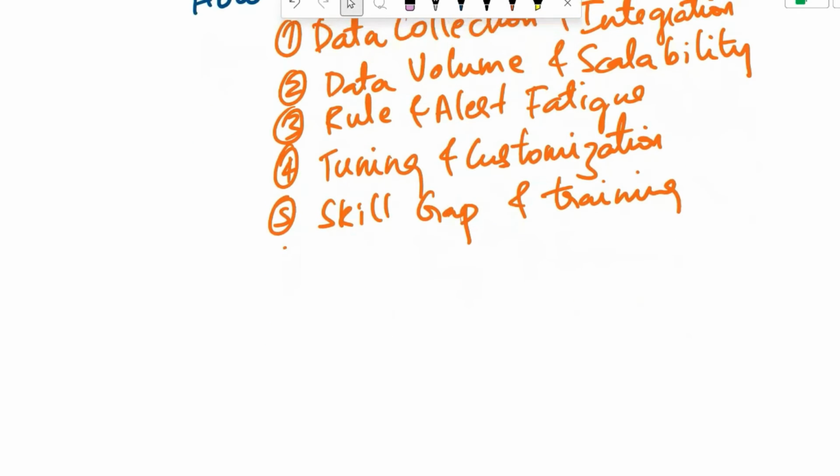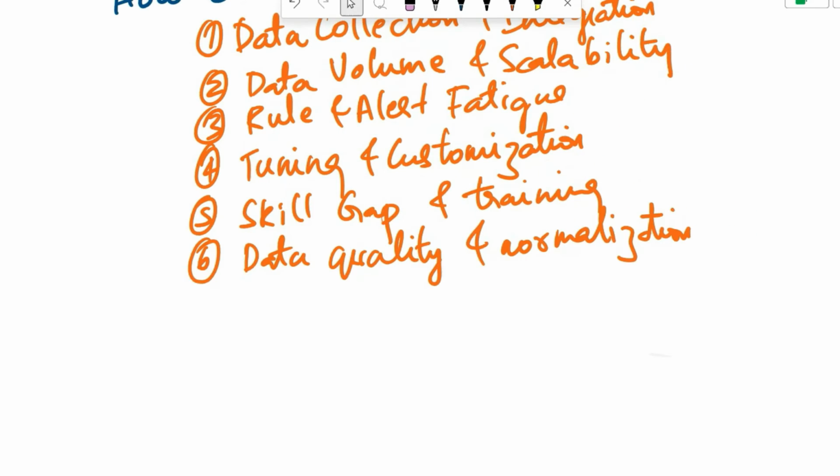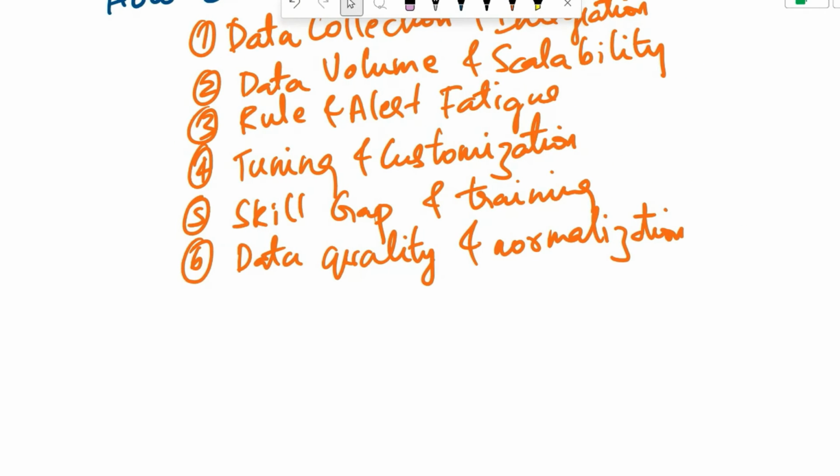Next is data quality and normalization. Inaccurate or inconsistent log data can hinder effective analysis and correlation. So implement data normalization processes to ensure logs are converted to a common format, regularly validate data quality, and enforce logging best practices across systems.